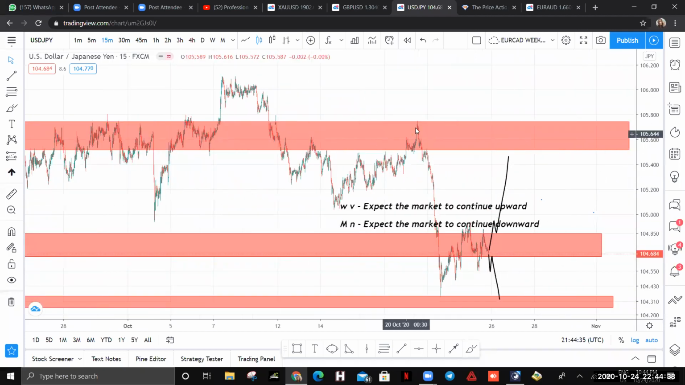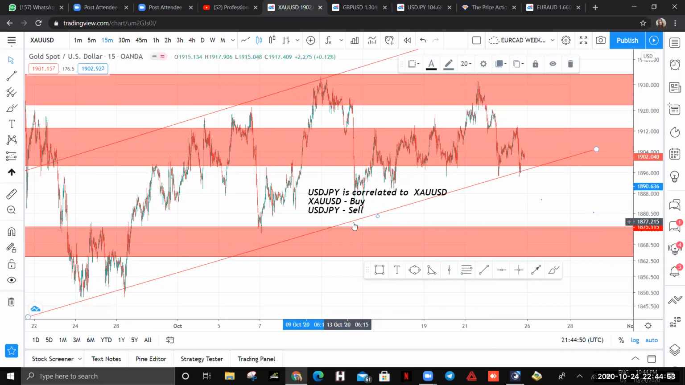I want to see this impulse move. What year is this? This impulse move, 20th October. I need 20th October. So I'm trying to look at the dates.